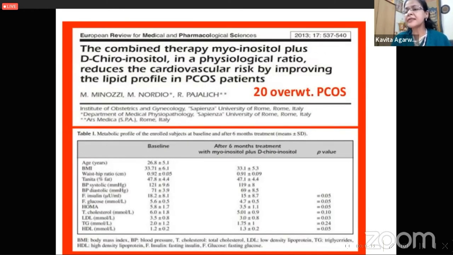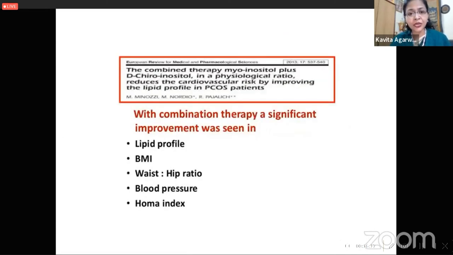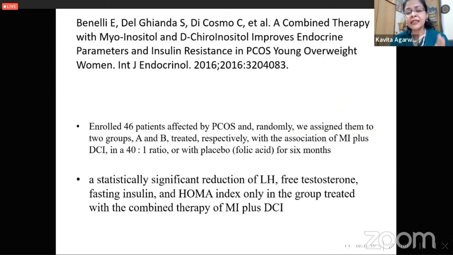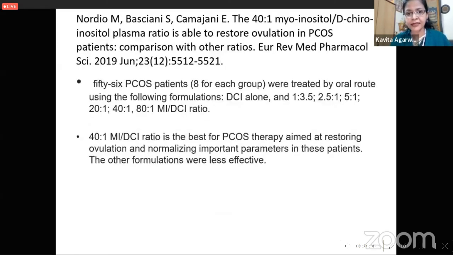Although the combination studies have been done on a very small number of patients, this was also done on only 20 patients. It showed improvement, but the study was done on only 46 women. Earlier, there were 20 women and then 40 women. So we are lacking in the research. Here, we are lacking in the number of studies, number of subjects. We don't have the big trials, but whatever trials have been done have shown a good result.